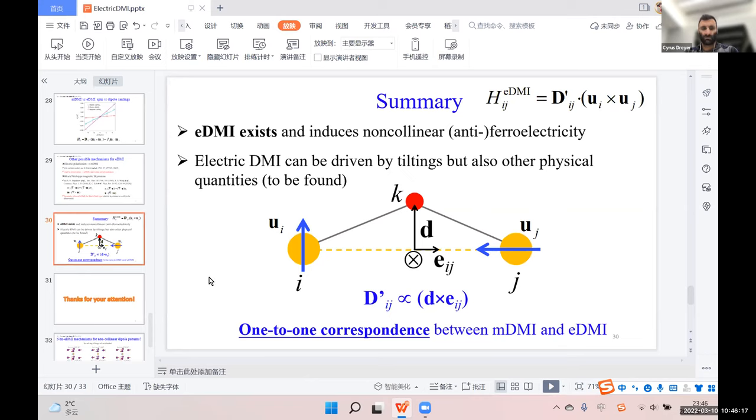And we have also constructed some quantum theory. The quantum theory implies a coupling involving the electron-phonon coupling. When you displace your atom, you create some local field, and this field will change the electron density distribution. The redistribution of the electron density will interact with this atom, intermediated by the other atom. If you do some calculations, you can obtain the form of the electric DMI coefficient.